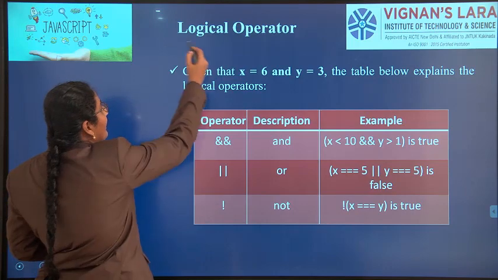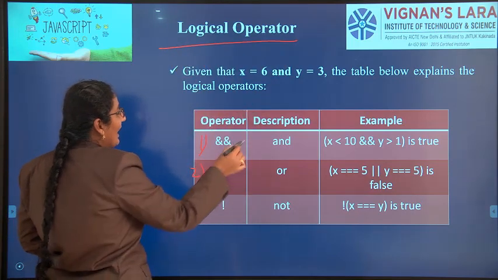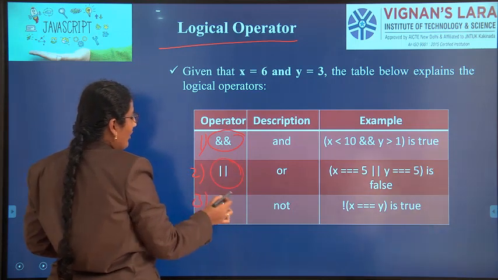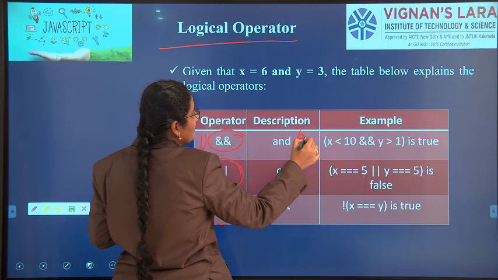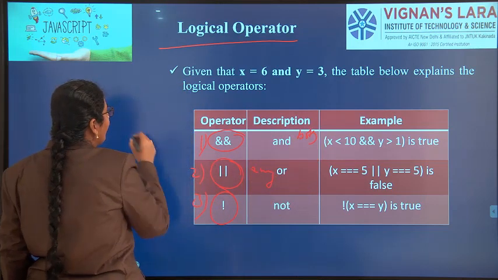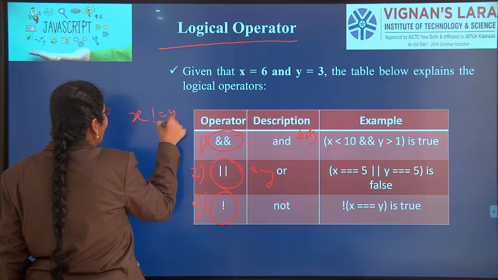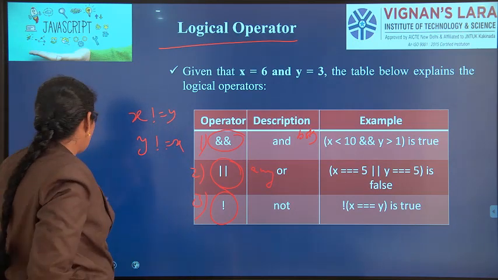So see here, the next one is logical operators. We have 3 logical operators. And symbol, pipe symbol is for or, and this is the not symbol. And means both the conditions should be satisfied. Or means any one condition. So not equal to 1 you will tell as x not equal to y or y not equal to x, like that you can tell. So these are the logical operators.